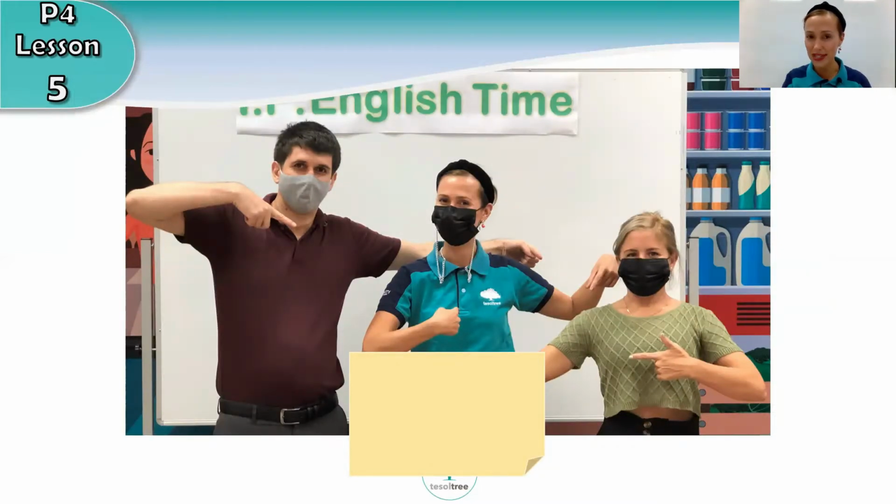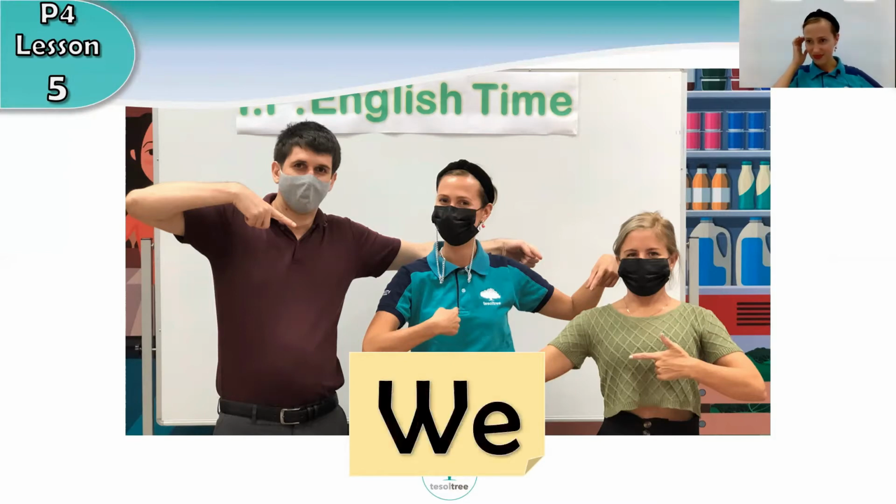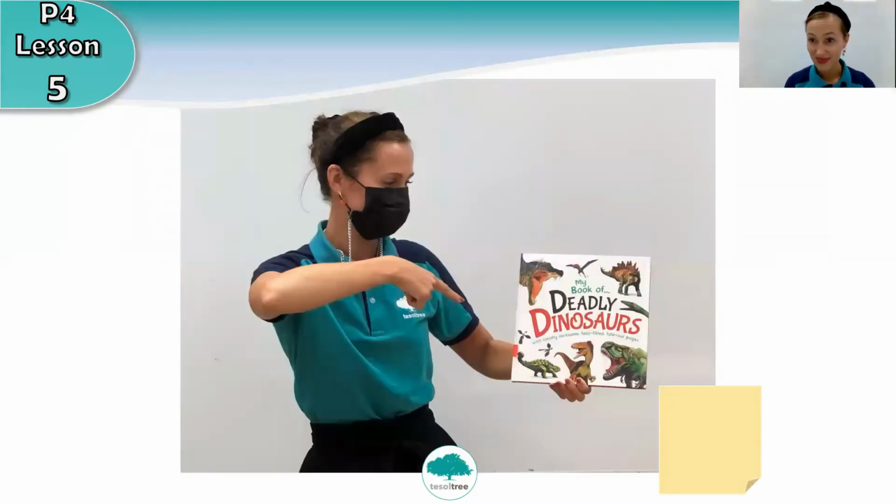Now in this picture we see Teacher Joe, Teacher Lisa, Teacher Haley. We. I and you and you and you is we. Next one, I have a book. I point at the book. It. It is a book.